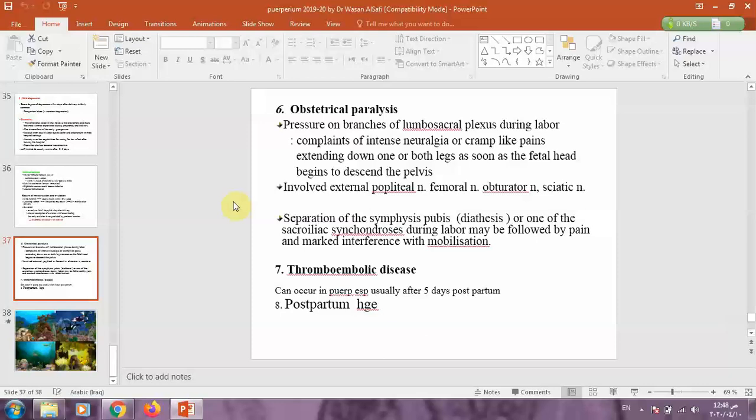Thromboembolic disease can also occur in the puerperium, and this will be discussed in a separate lecture. And postpartum hemorrhage is also one of the major complications, and it will be taken up in detail in other lectures.